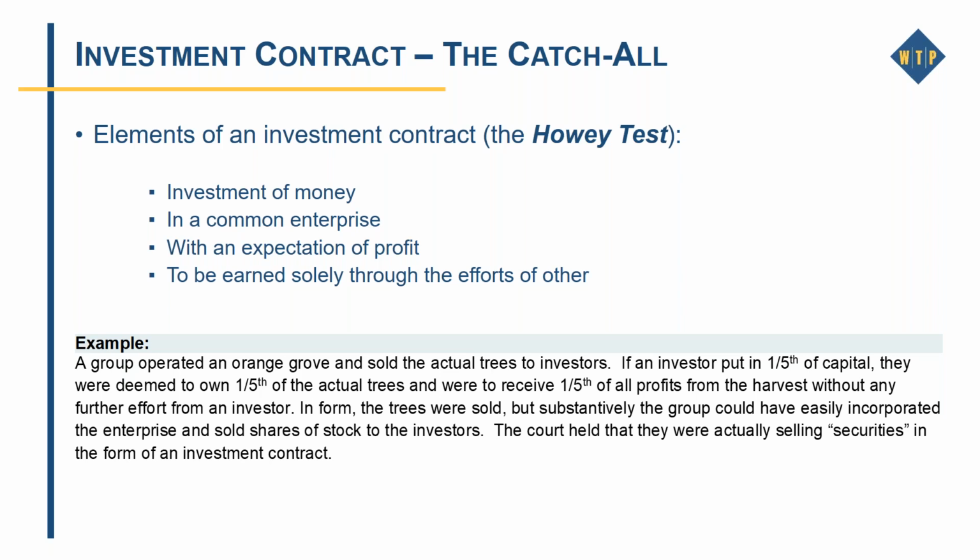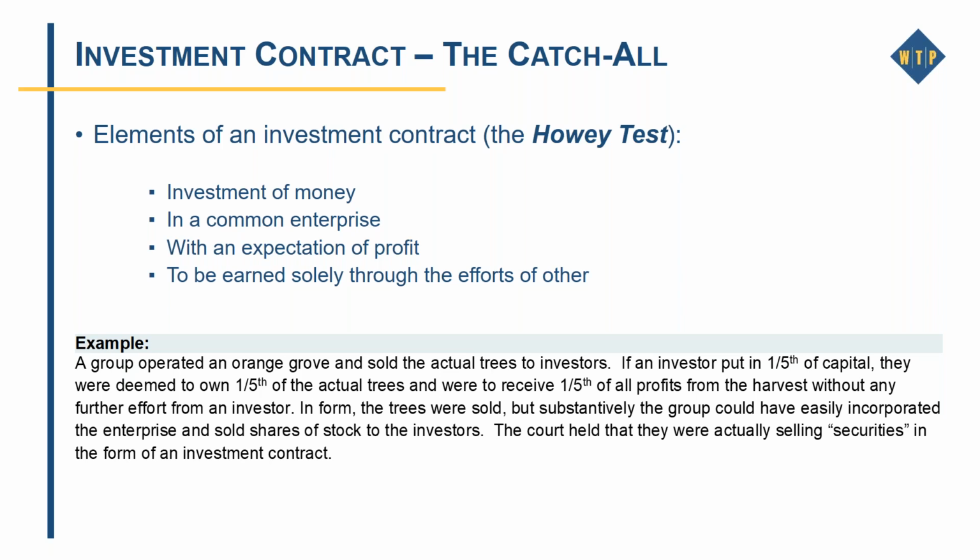And the HOWEY case had an interesting fact pattern where, instead of forming a corporation and selling stock, a group of people who wanted to operate this orange grove said, hey, instead of doing that, why don't we just take the position that we are selling a shared interest in the underlying tree that is in this grove. That's not stock. They're buying essentially an interest in this land.